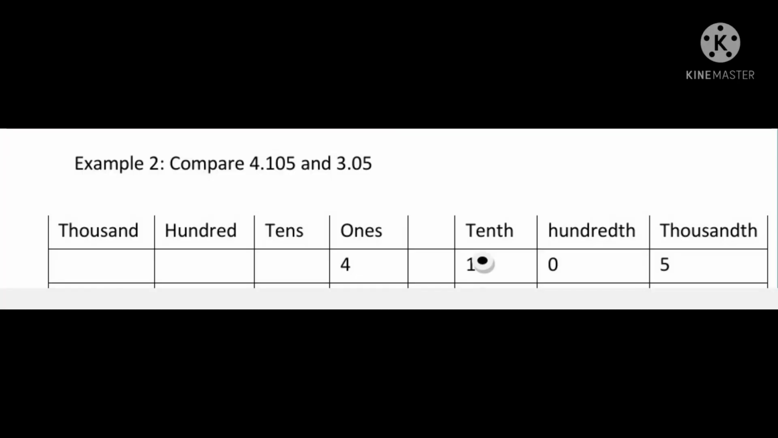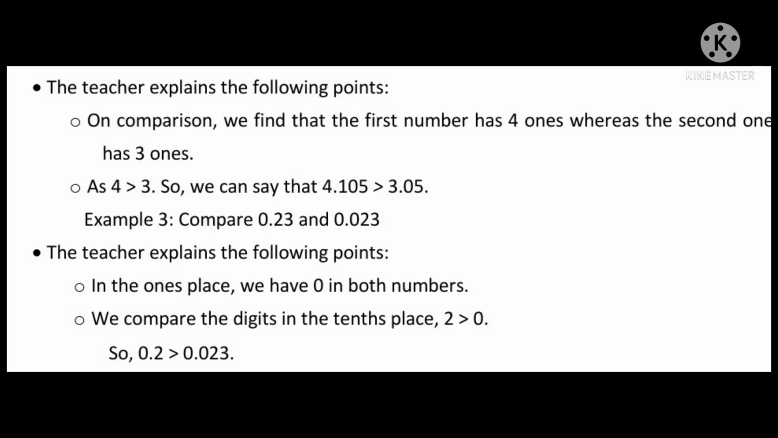Then example number 2, compare 4.105 and 3.05. Again, the teacher projects the chart which has the numbers shown, as you can see on the screen. The teacher explains the following points. Number 1, on comparison we find that the first number has 4 ones, whereas the second one has 3 ones. As 4 is greater than 3, we can say that 4.105 is greater than 3.05.